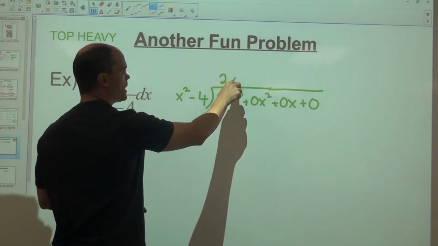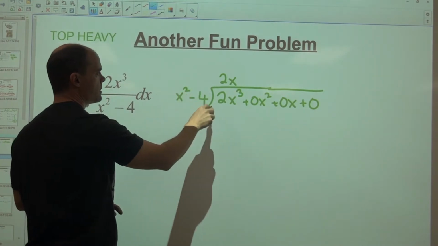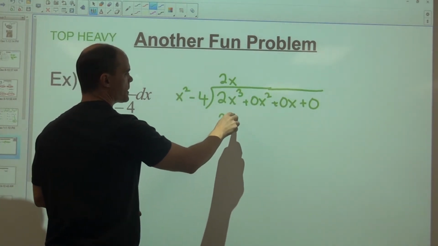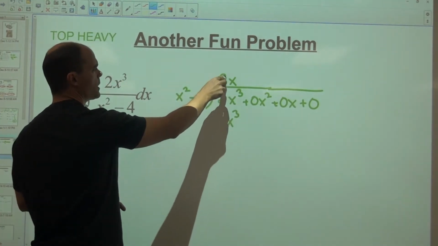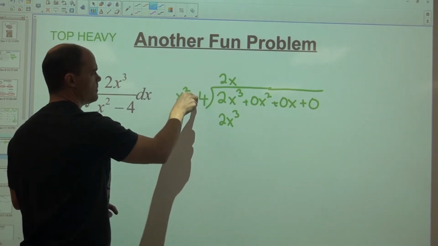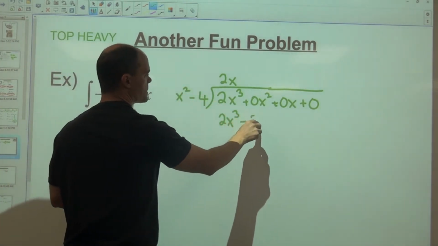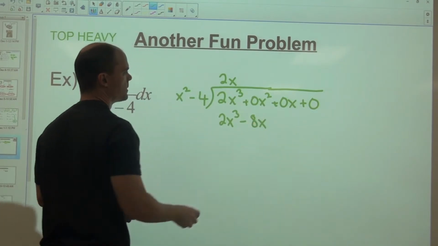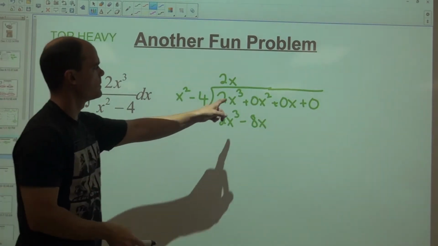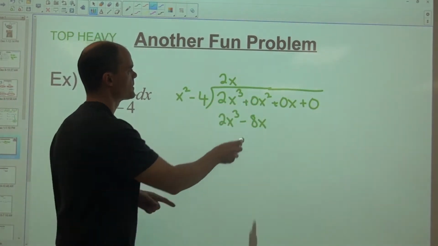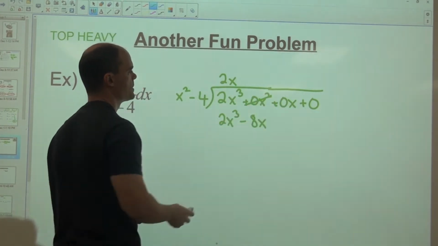Well, 2x times x squared gives me 2x to the third, but I also have to multiply this by 2x. So I'll have a minus 8x here. Now, this term became irrelevant. I didn't need this term anymore, so I'm just going to cross it off and use this one.